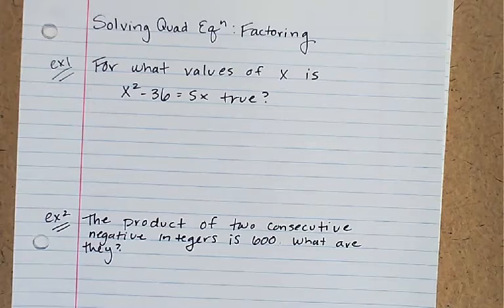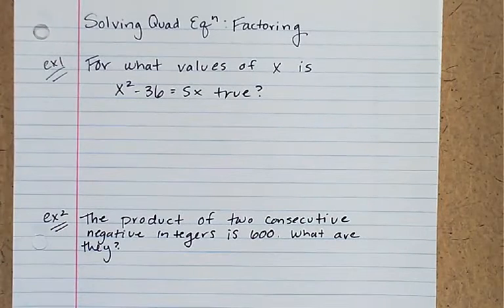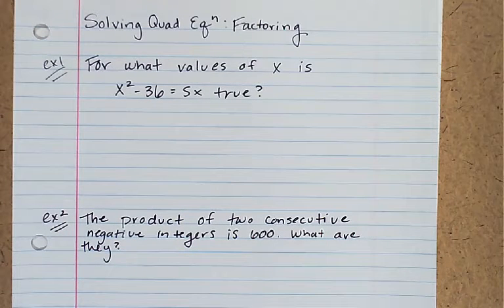This video is a review of the Edgenuity lesson, Solving Quadratic Equations, Factoring. So for this first example, it says for what values of x is x squared minus 36 equal 5x true.